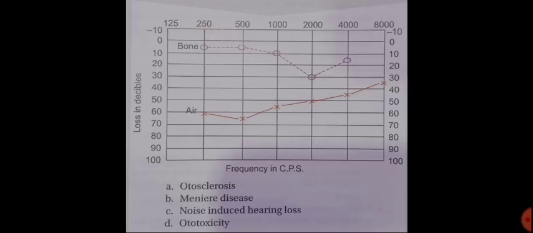Another thing you can see is a dip in bone conduction at 2000 hertz, typical of the Carhart notch seen in otosclerosis. So you have to fetch your diagnosis by such key points. A dip at 2000 is the Carhart notch. For a dip at 4000 hertz, write me in the comment what the diagnosis will be. It will change to noise induced hearing loss.